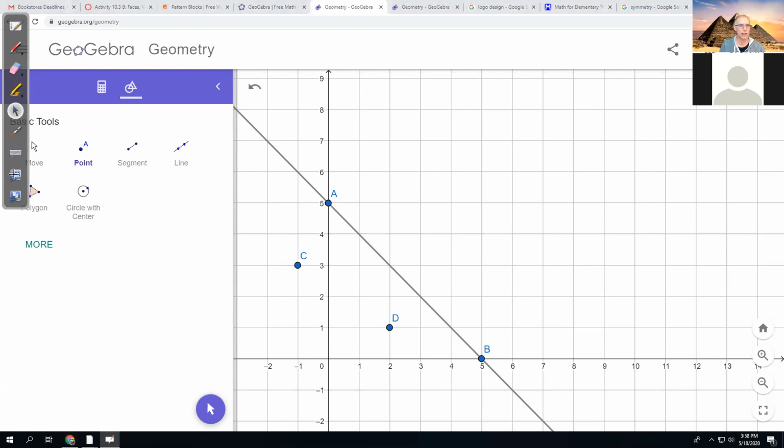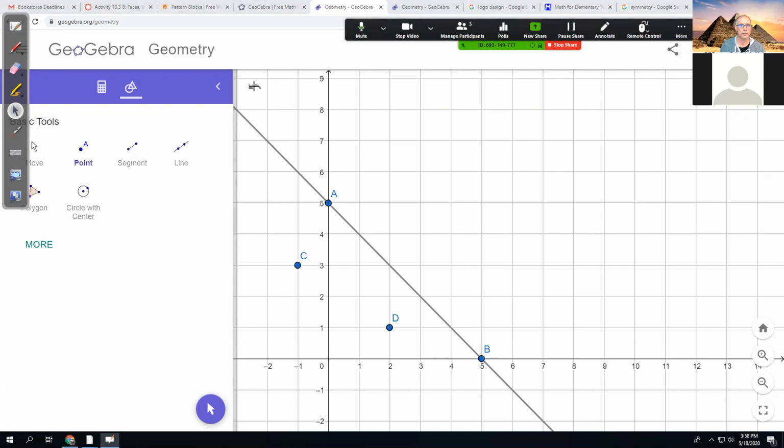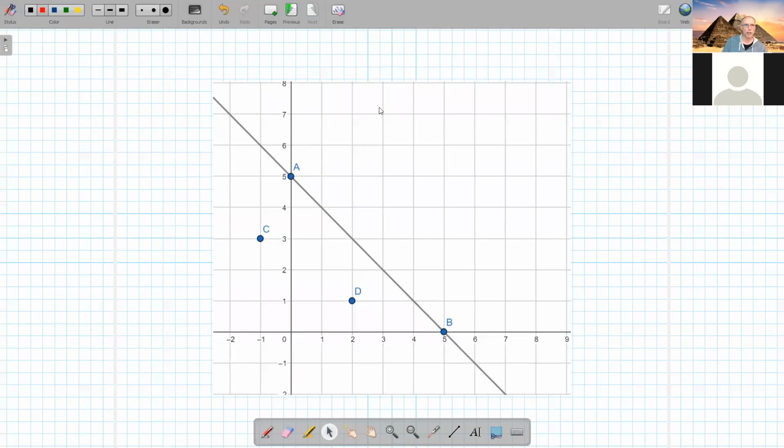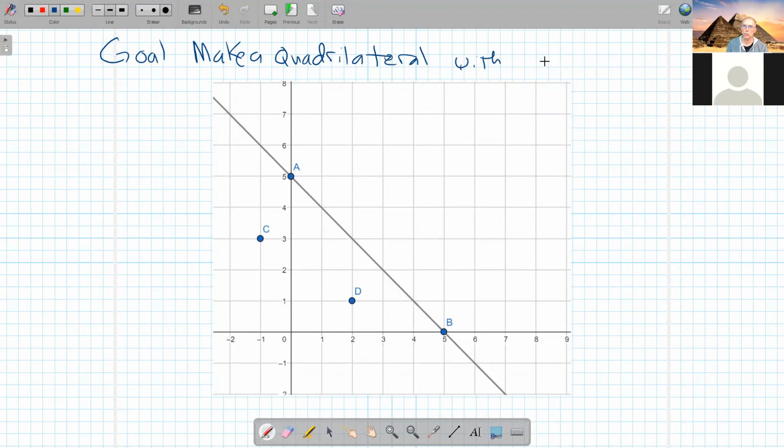I'm just going to take a screenshot and write that down. So we'll just grab this much, say. All right, so new page. So my goal here: make a quadrilateral with points C and D where line AB is a line of symmetry, or a reflective symmetric line. I'm just going to call it a line of symmetry.